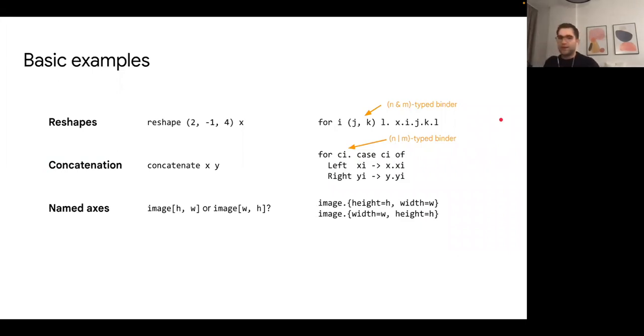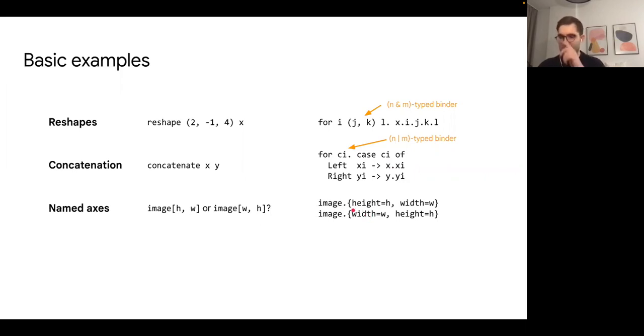Another neat thing, I think, is named axes. One common pain that I had when working with different image processing libraries is, what is the order of dimensions in an image? Does height come before width, or does width come before height? If you get used to one, then you switch to a different library, you will just get it wrong all the time if it uses a different convention.